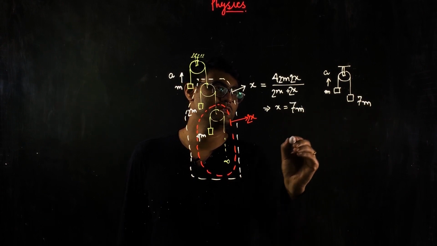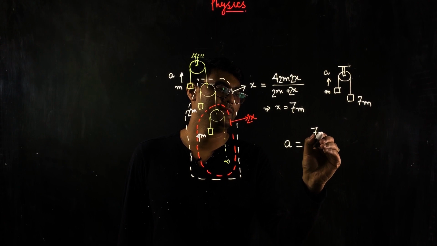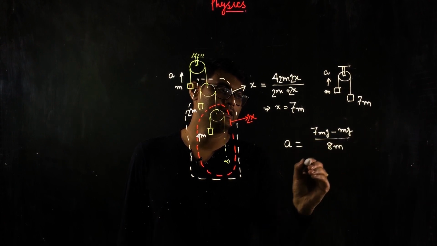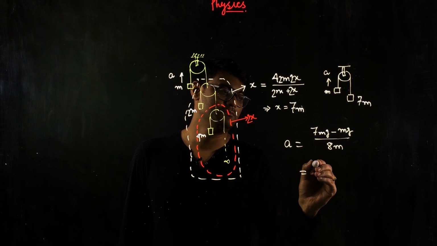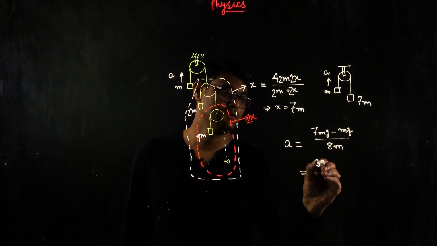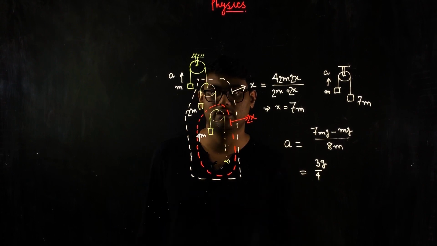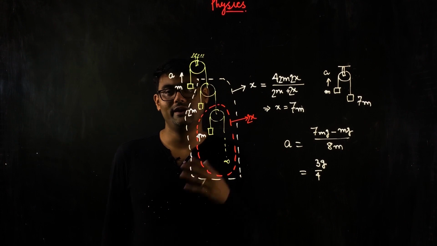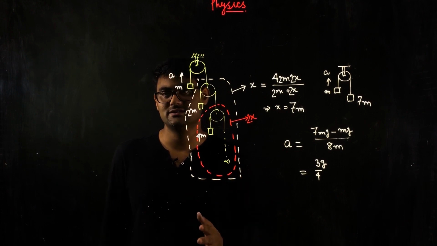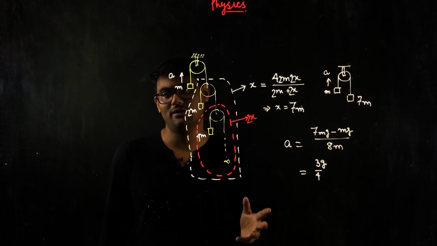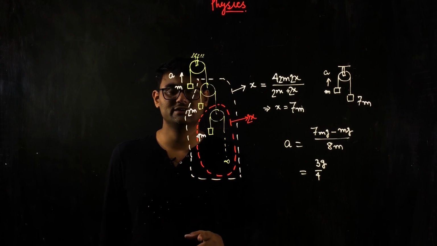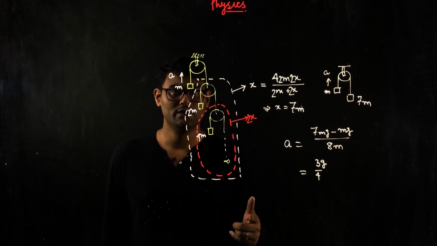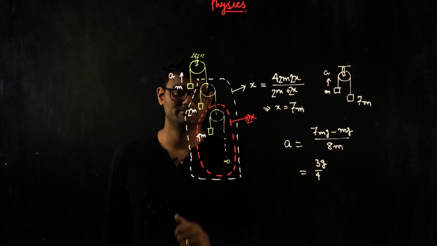So acceleration will come to 7mg minus mg divided by 8m. The answer will be 6mg by 8m, so 3g by 4. That will be your answer. So remember, from this time, whenever you find an Atwood's machine system connected with any type of other system, don't forget this formula: m equivalent equals 4 m1 m2 divided by m1 plus m2. Thank you for watching.